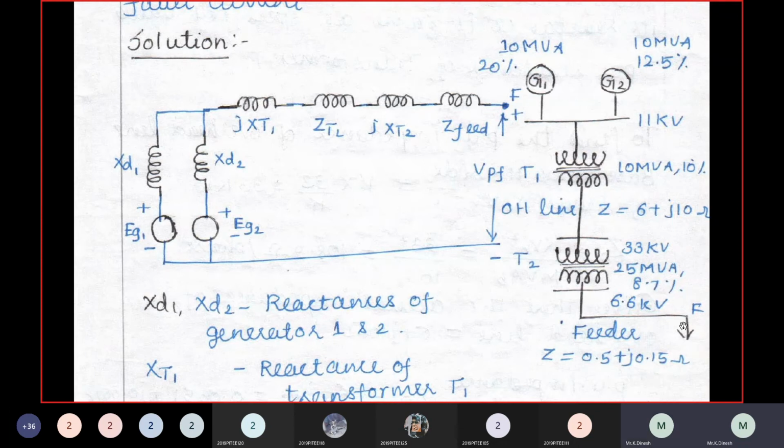So it is connected to a distributor, feeding at the terminal. The feeder terminal is the point F. So at the feeder terminal, we have to find the fault current. The feeder impedance is given as 0.5 plus j0.15 ohms.